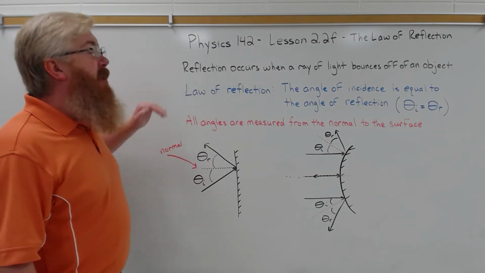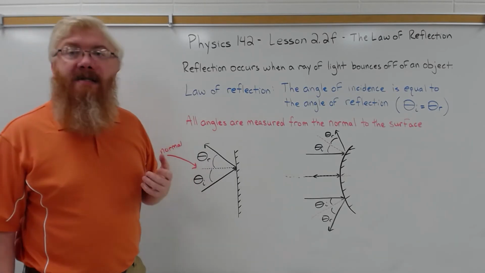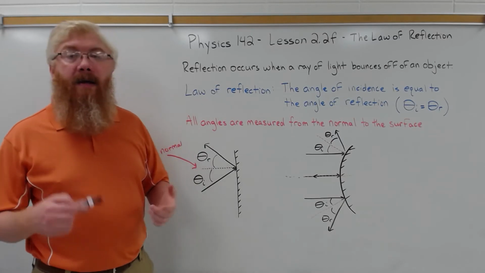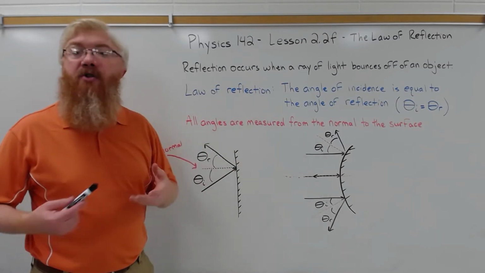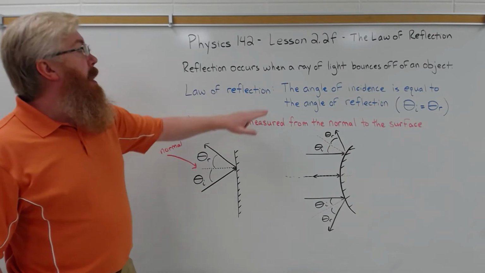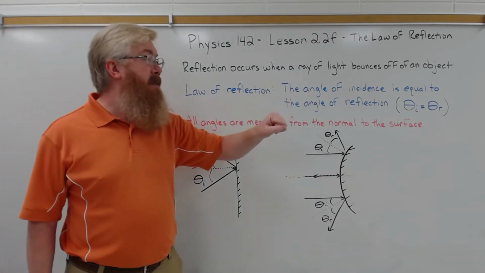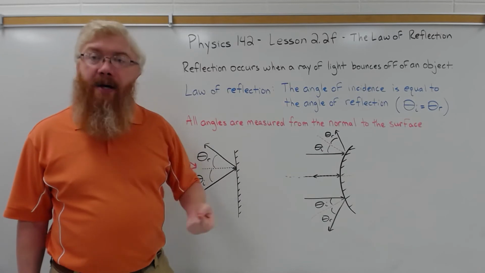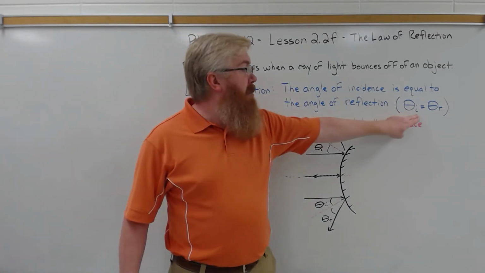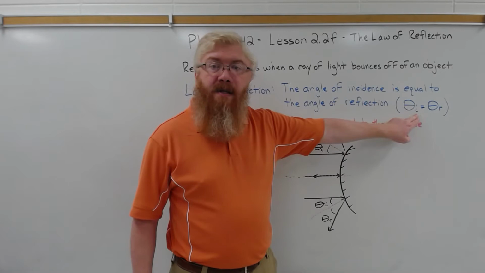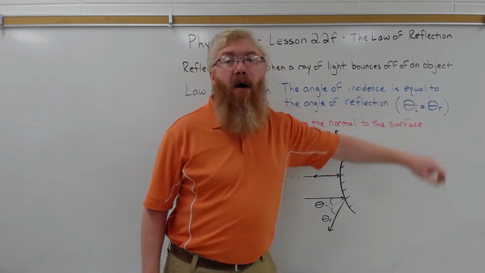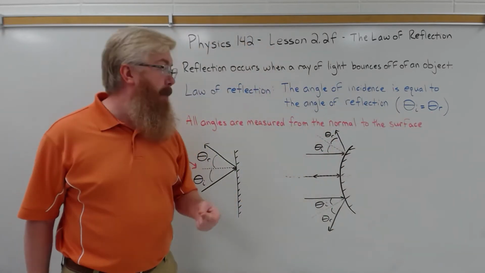So the law of reflection is fairly straightforward. It's the simplest law we'll be looking at in these concepts of geometric optics. Now, basically the law of reflection states that the angle of incidence is equal to the angle of reflection. So theta sub i, which is the angle of incidence here, is equal to theta sub r, which is the angle of reflection.